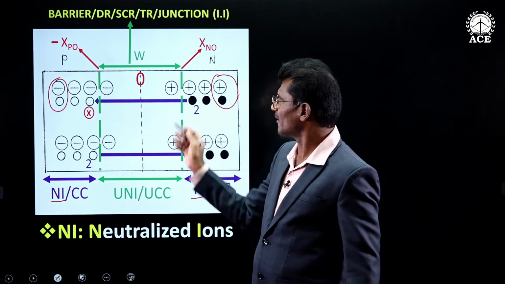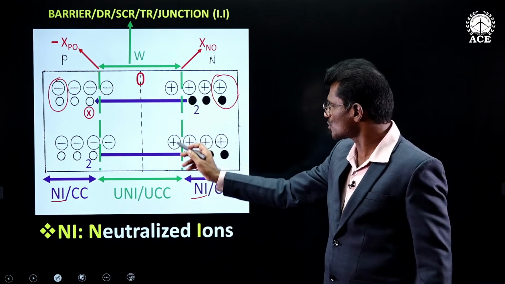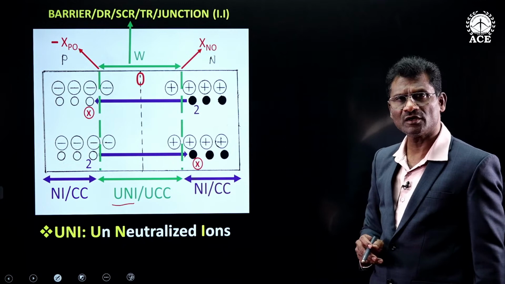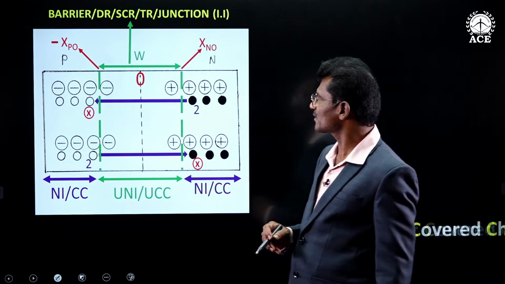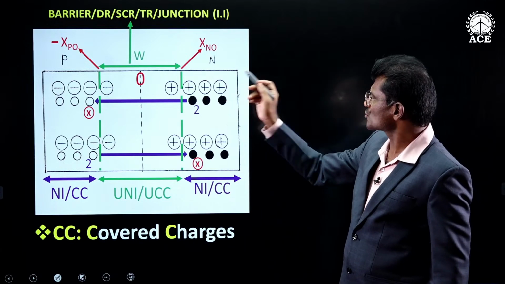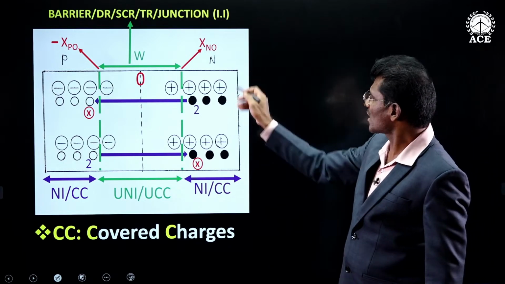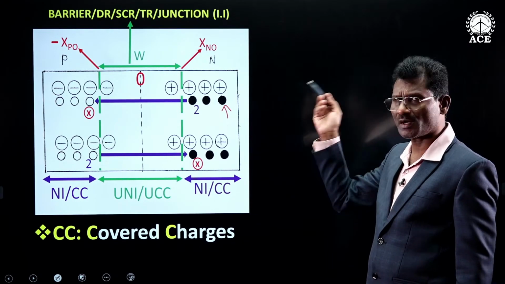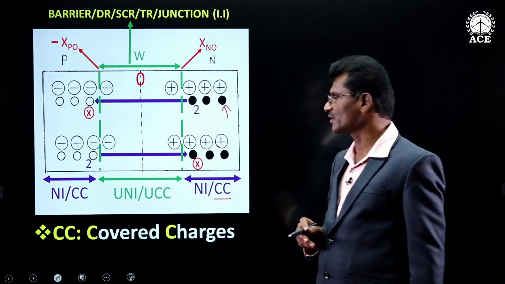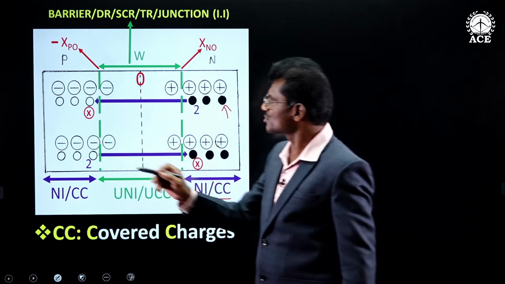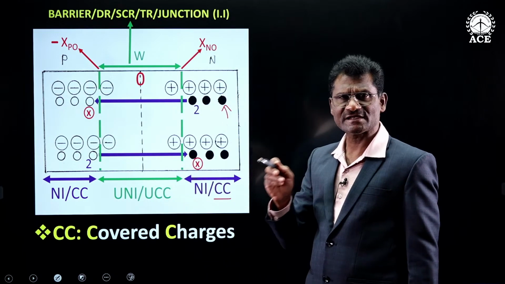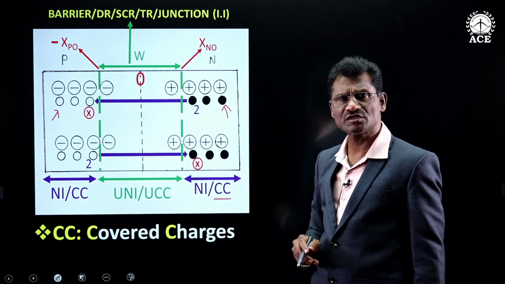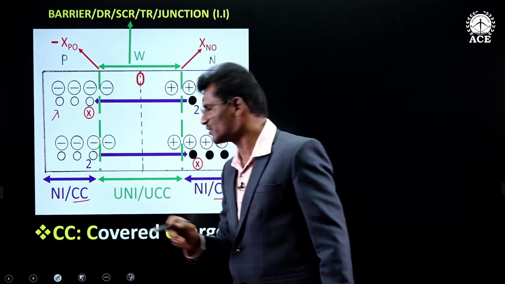And the central area is having positive ions and negative ions, and hence called unneutralized ions. Unneutralized ions. Next, this positively charged donor ion is covered with a negatively charged electron, and hence it has become neutral, so called as covered charges. Similarly, this negatively charged acceptor ion is covered by a positively charged hole, and hence called covered charges.